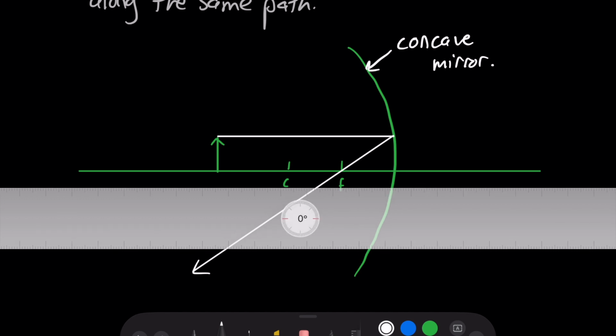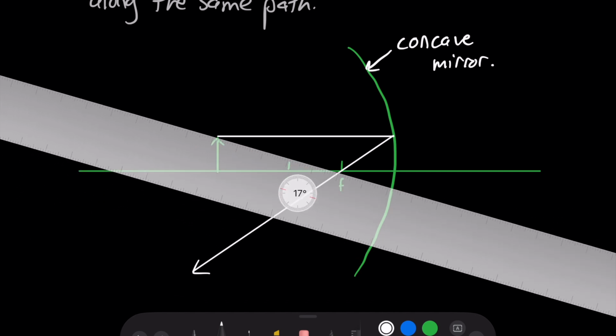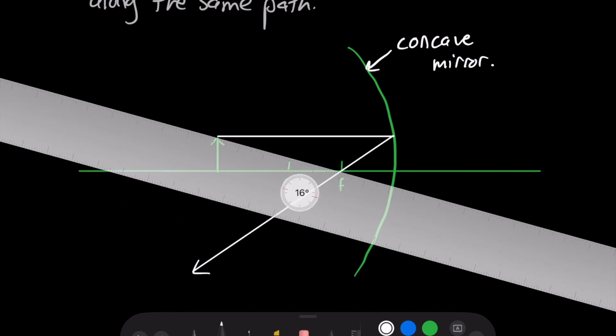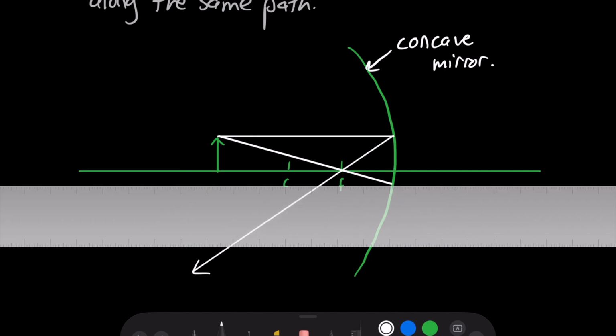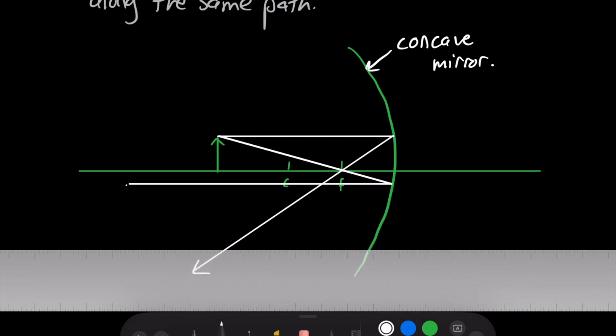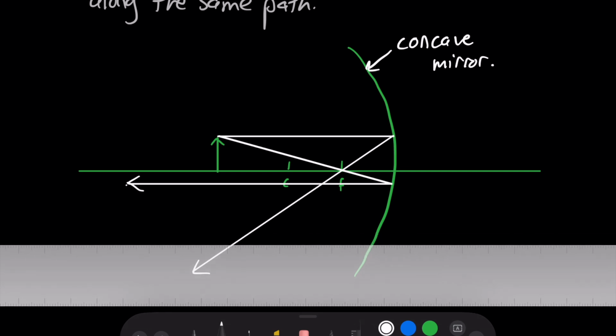So our second ray is going to go through F. So we can draw a ray that goes through F. It's going to reflect off of our concave mirror and run parallel to our principal axis, like so. Okay, so rule 1 and rule 2 are both successful.